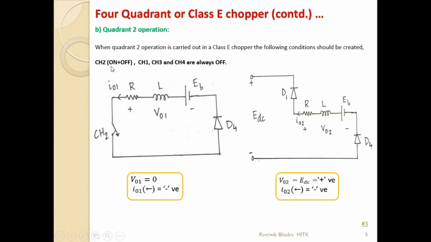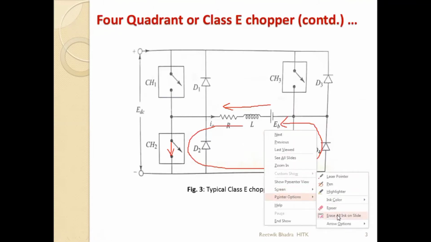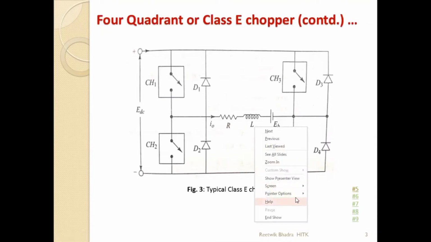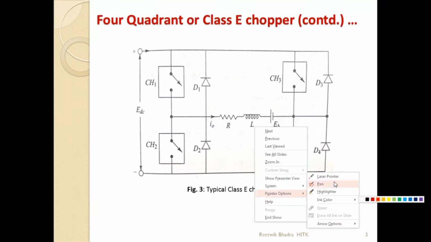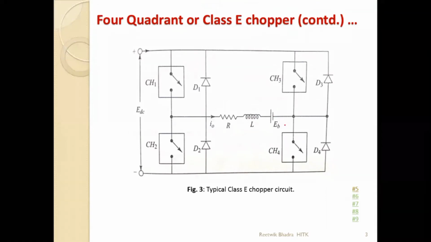Now what will happen when CH2 is off? We'll go to the main figure again, then come back to this figure. Now all the switches are off. This inductor and my EB, which was previously acting as my source, the inductor is now charged, so the inductor and EB now act as my primary source. So minus connected to this minus, this is automatically kept on.